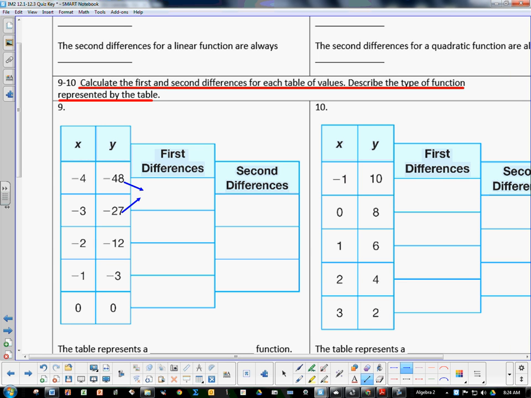Here, I've got to find a difference, and you know difference. What do you think? Is this addition, multiplication, division, subtraction? Subtraction, right? So we have right here, it doesn't matter in the order. I could do negative 27 minus negative 48, or negative 48 minus negative 27. It does not matter here. So I'll do negative 27 minus a negative 48. Okay, help me out here. What is that? Yep, negative 27 plus 48, and what is that?